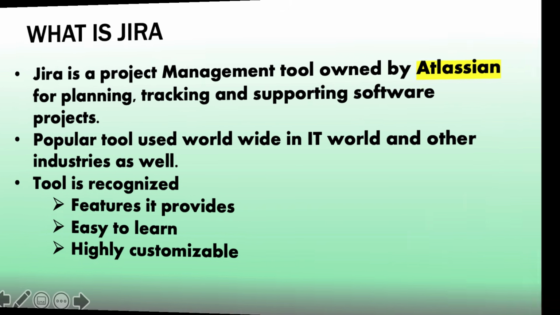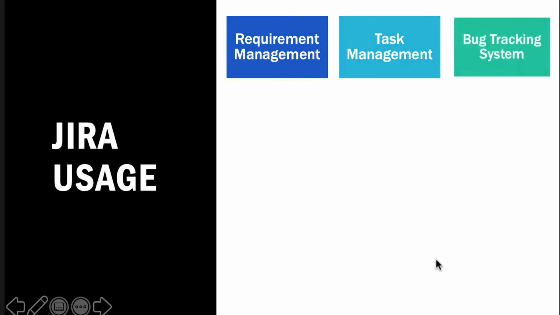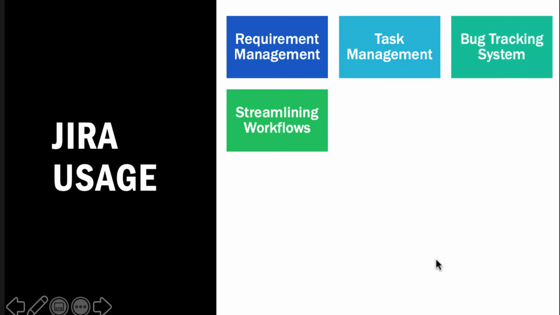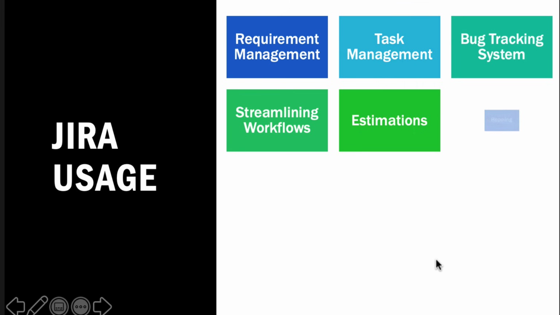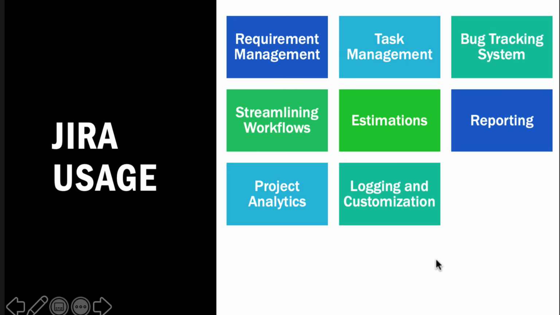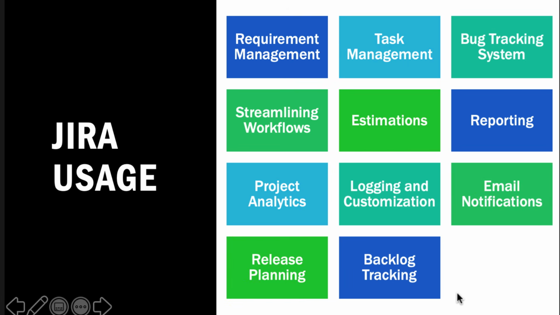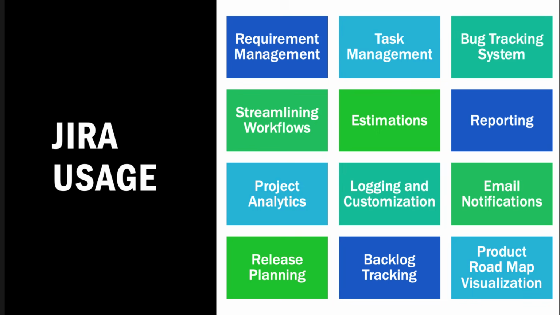Let us move on to Jira usage. Jira can be used for a lot of activities like requirement management, task management, bug tracking system, streamlining workflows, estimations, reporting, project analytics, logging and customization, email notifications, release planning, backlog tracking, product mapping, and many more.